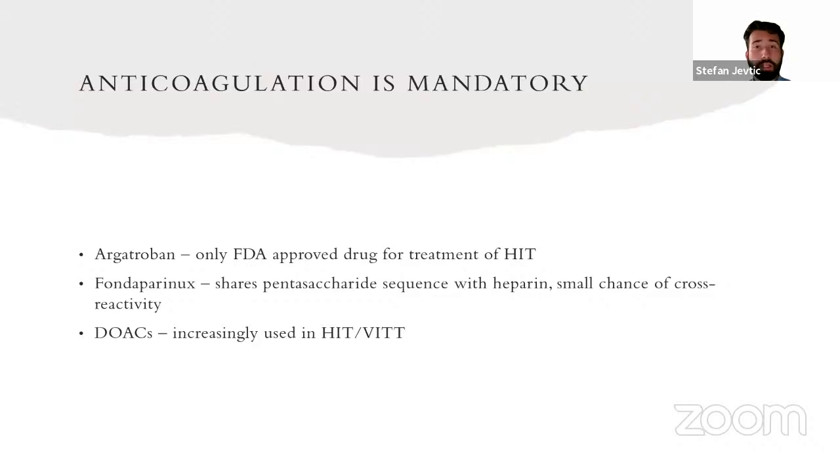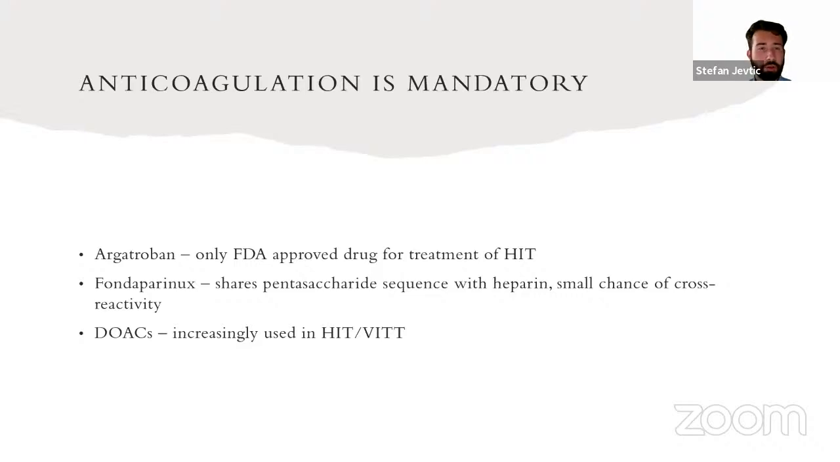Okay. One of the key aspects of VITT is that anticoagulation is mandatory, and this is true of all the anti-PF4 syndromes because they are so highly prothrombotic. Anticoagulation is required to prevent any thrombosis, even if the patient presents with thrombocytopenia initially. The approved ones generally are argatroban, which has been approved for HIT. Fondaparinux has a very low rate of cross-reactivity, about 1 to 2%, I believe, and so it's often still used if there's no suspicion of autoimmune HIT. And DOACs have increasingly been shown to have benefit in HIT, even in the acute phase, although the evidence is still accumulating for a bit. So generally, these are not as favored so far.